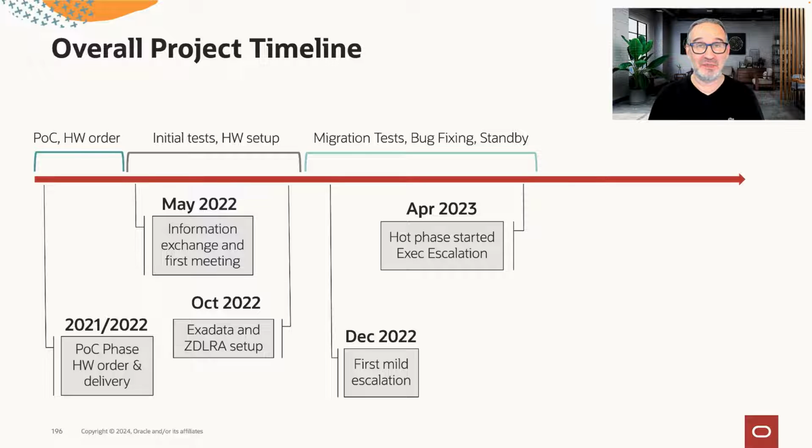But in April 2023, it started really boiling up hot, and it became an executive escalation, which means some executives at Oracle are involved and executives on the customer side are involved. You have many escalation calls and lots of reporting going on in the background.